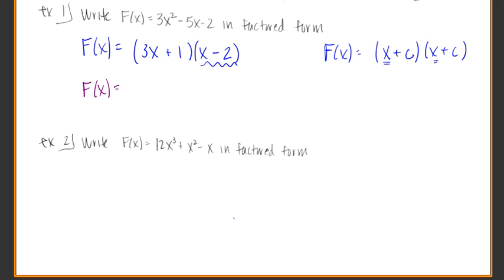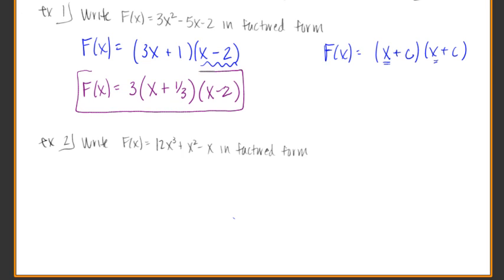Okay, so if I factor out the 3 from that first parentheses, then what do I need to multiply 3 by in order to get 1? Remember, anything times its reciprocal is always 1. So 3 times x is 3x, and 3 times a third is 1. And then have the x minus 2. And this is technically in factored form. So we're going to go with that as our final answer. Okay, so just watch out for that.